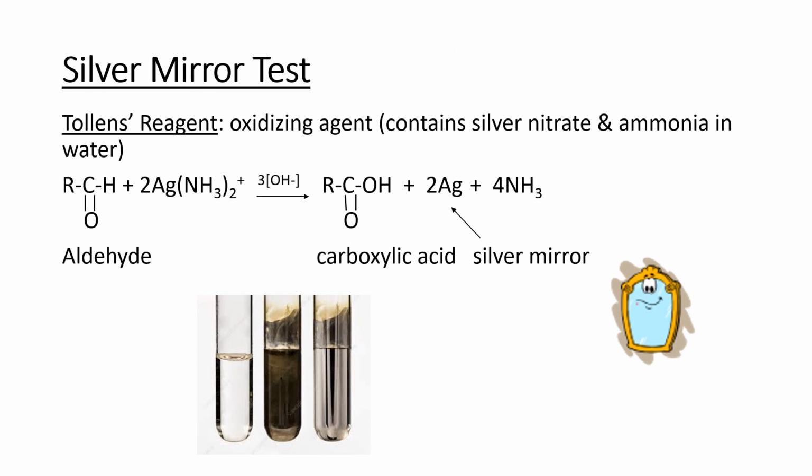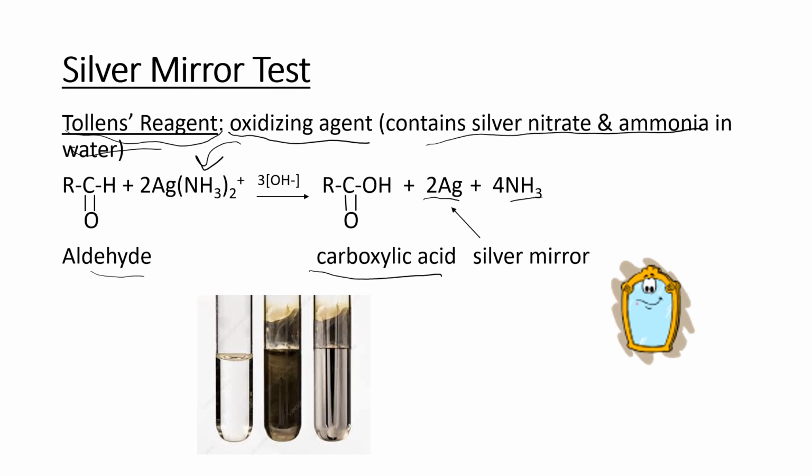There are different types of oxidizing agents. One example of an oxidizing agent that will oxidize an aldehyde is called Tollens reagent. Tollens reagent contains silver nitrate and ammonia in water, which would be symbolized by that compound. So here we have an aldehyde. It undergoes oxidation to form a carboxylic acid. The other product it makes is silver and ammonia.